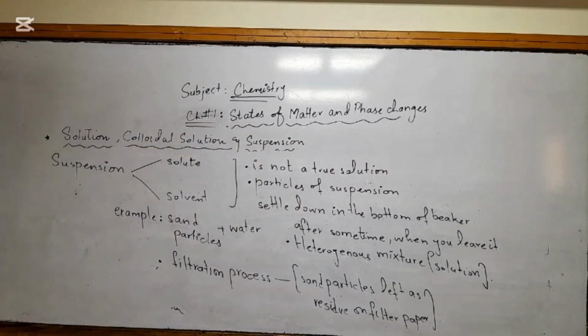Next to this we have the colloidal solution. How are colloidal solutions formed? For example, if I mix the egg yolk with the water, you can see that the yolk of the egg is not getting mixed with the water. So this is the example of the colloidal solution. Colloidal solution particles are also observable after the filtration process.